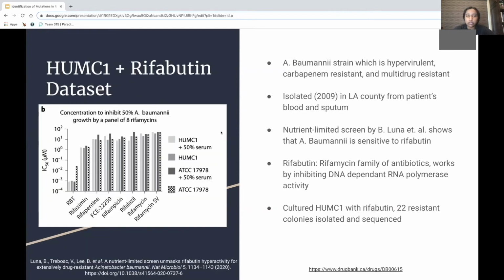Rifabutin is the most effective against A. baumannii, and in this graph, we see that it takes a much lower concentration of rifabutin to kill 50% of an A. baumannii sample compared to all the other antibiotics in that family. And in this study, the researchers also cultured HEMC1 with rifabutin, from which 22 resistant colonies were isolated and then sequenced. And these 22 genomic sequences, along with HEMC1, comprised the data set that I used in this project.